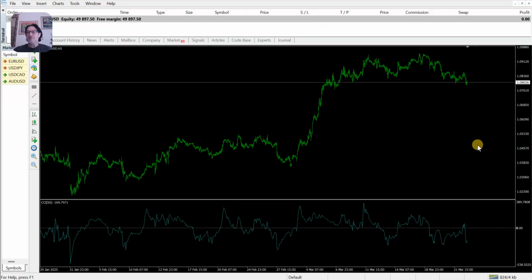How does this work? Well, we look at when the CCI goes above the 0 line or the baseline, you consider a buy position. When the CCI goes below the zero line or the baseline, you consider a sell position. If you are in a buy position, you stay in the buy position until the CCI dips below the baseline. If you are in a sell position, you stay in the sell position until the CCI moves above the baseline. It's that simple. So how would this work?